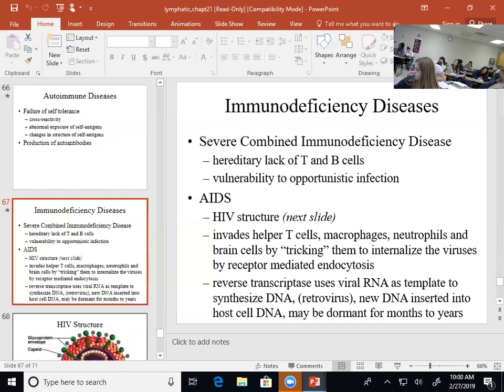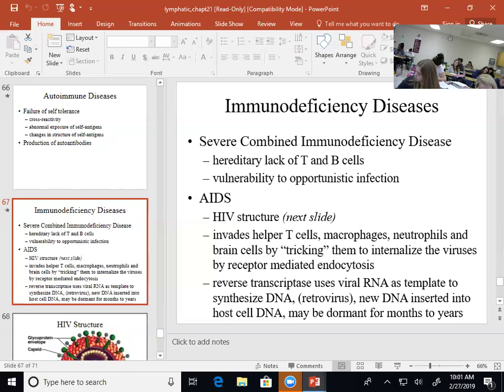That virus today, if somebody's positive for that virus, with early diagnosis and treatment, people are thought now to be able to live normal lifespans with that virus. That's a huge accomplishment, because before this last decade, this was not the case. And again, it's still one of the leading causes of death.